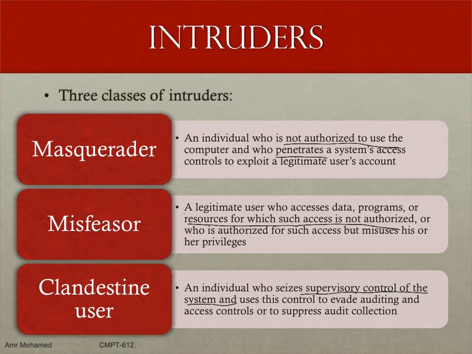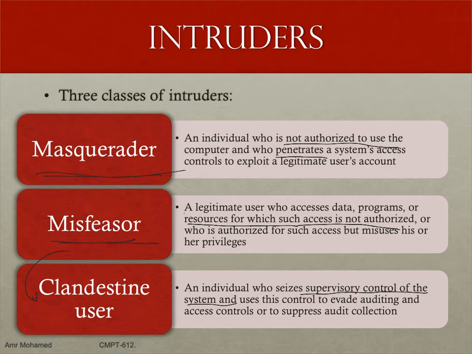Basically, the clandestine user, that's a good question. The clandestine user can be an internal user. A misfeasor can use his authorized access to get root access. In that case, he will be elevated to clandestine user. Or an external one, a masquerader, can try to break into the system and try to get root access. In that case, he or she will be labeled a clandestine user because he gained root access, but he was actually an external person.